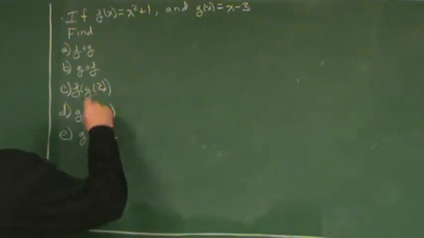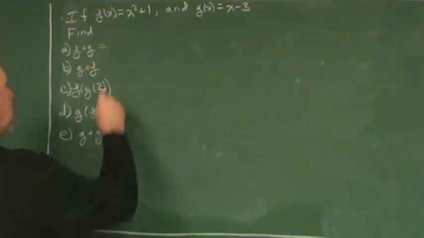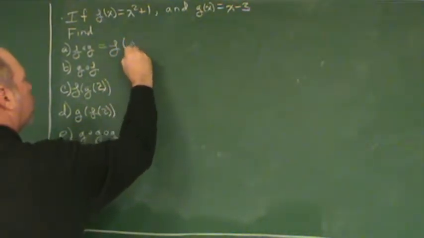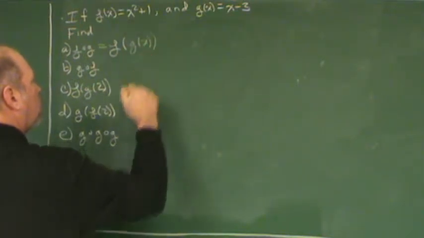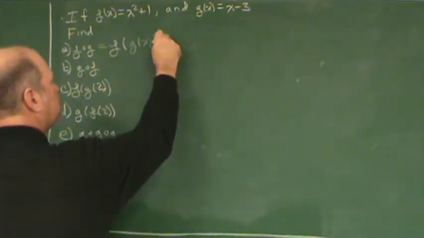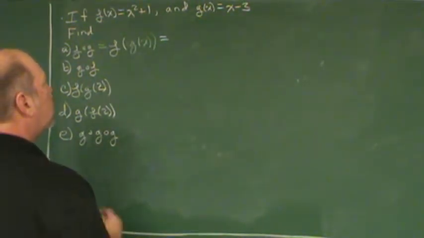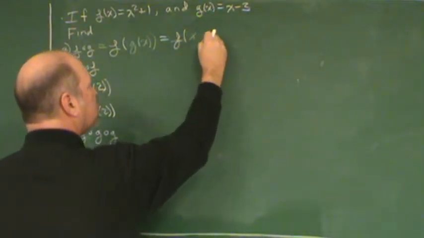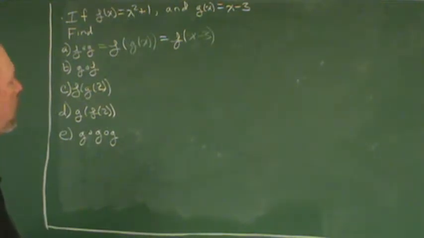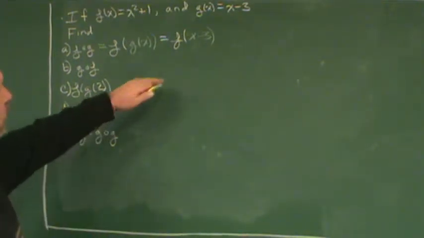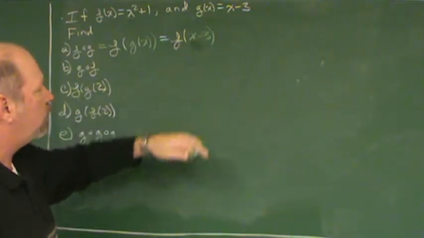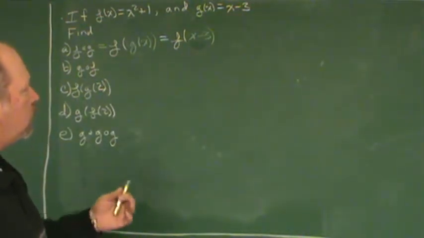Alright, now for part A, f composed with g means f of g of x. This means f of g. What is g? g is x minus 3. Now, what does this notation mean? Well, it means that in this particular example, everywhere we see an x in f, we're going to put in x minus 3 for that x, and do whatever's done to that x to x minus 3.